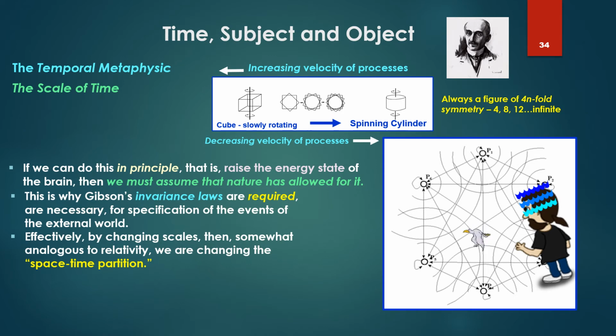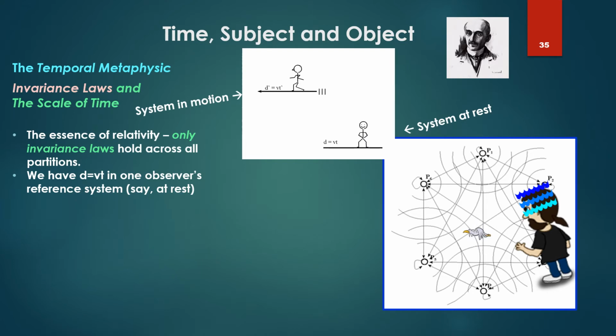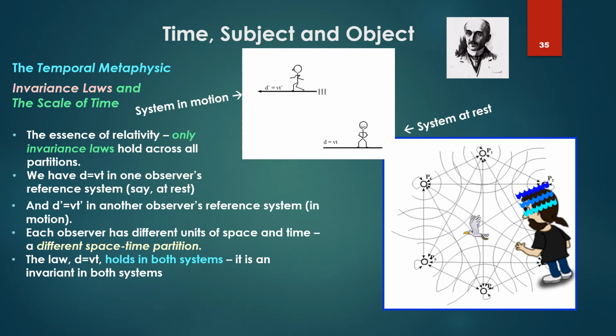Effectively, by changing scales and somewhat analogous to relativity, we are changing the space-time partition. The essence of relativity is that only invariance laws hold across all partitions. We have d, distance equals velocity times time, in the one observer system, let's say the guy at rest. But d prime equals v t prime. That is the same law, just different units of time and distance in another observer's reference system, say the person is in motion. Each observer has different units of space and time. It is a different space-time partition, but the law d equals vt holds in both systems. It's an invariant in both systems.